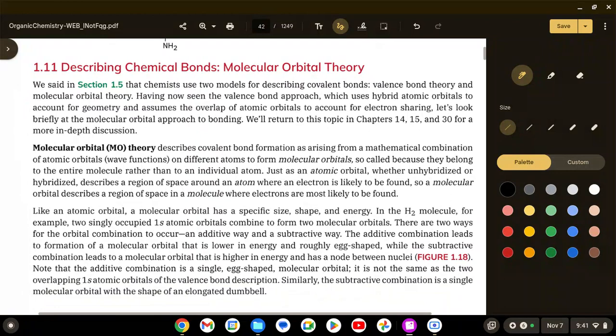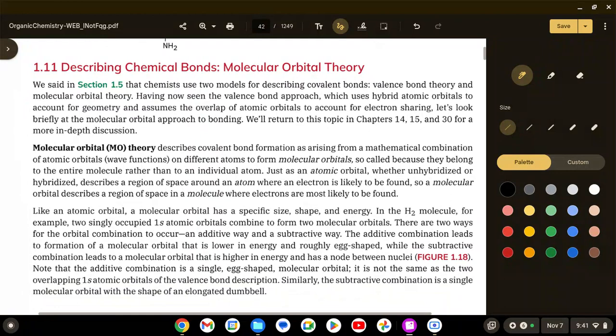Molecular orbital theory, or MO theory, describes covalent bond formation as arising from a mathematical combination of atomic orbital wave functions on different atoms to form molecular orbitals, so called because they belong to the entire molecule rather than to an individual atom. Just as an atomic orbital, whether unhybridized or hybridized, describes a region of space around an atom where an electron is likely to be found, so a molecular orbital describes a region of space in a molecule where electrons are most likely to be found. Like an atomic orbital, a molecular orbital has a specific size, shape, and energy.